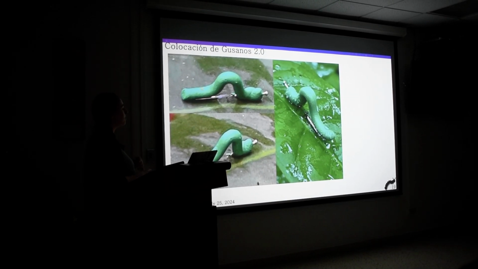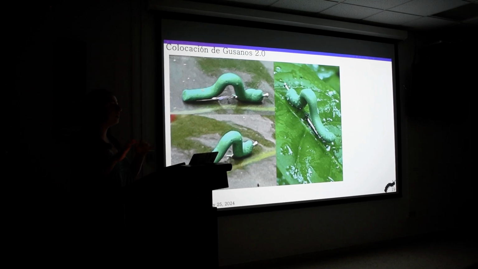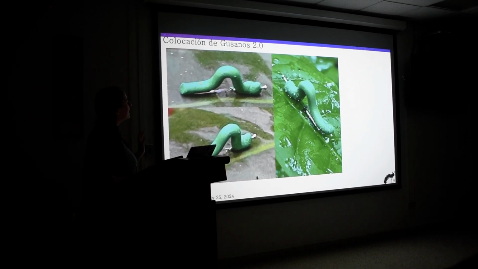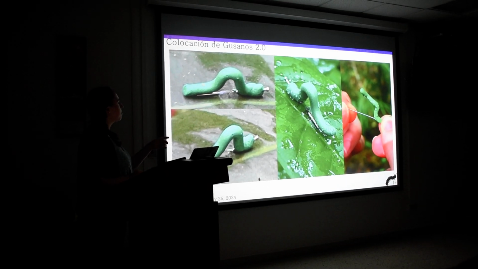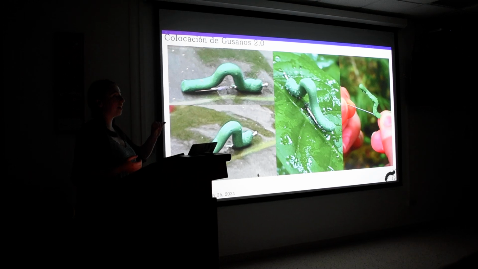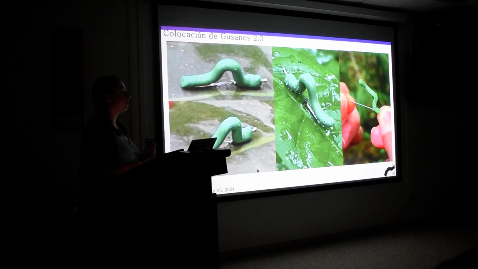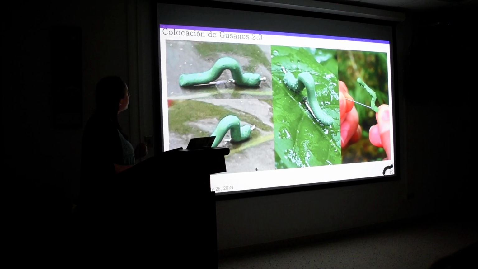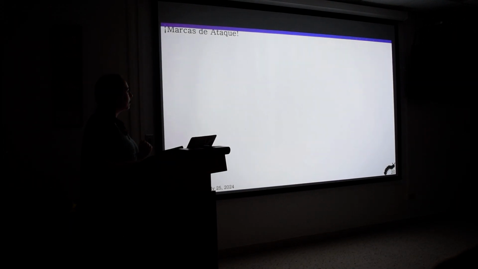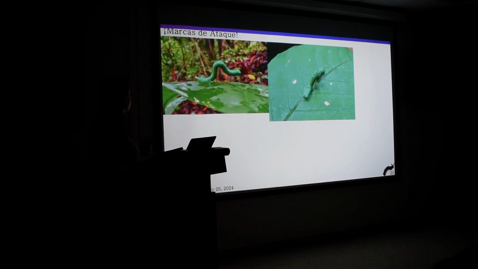So I'm happy to report that of the 800 caterpillars that we set out, only 48, about 6%, fell off, which was great. And not only did they stay, they allowed us to visualize a part of attack that we weren't able to see before with the glue. We could actually see when a natural enemy was trying to remove the caterpillar from the leaf itself. And they stayed, and they were devoured.